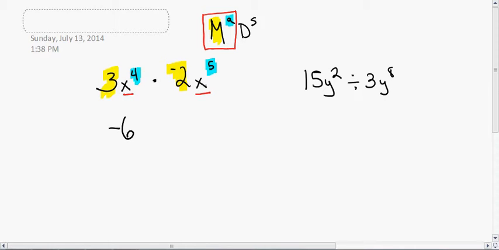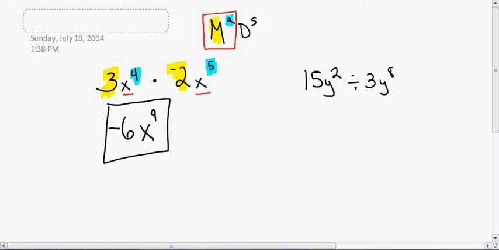And here's a mistake that some people do. They just write down the exponent, but you really need the base here, right? It's x to the power of 9. I've got 9 x's altogether in that problem. There's the answer, the simplified answer, negative 6 x to the ninth.